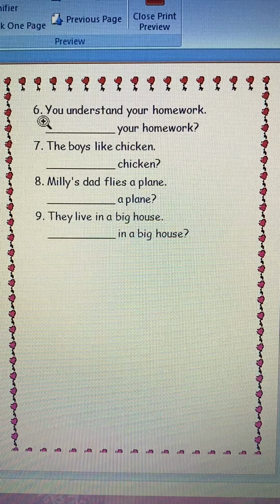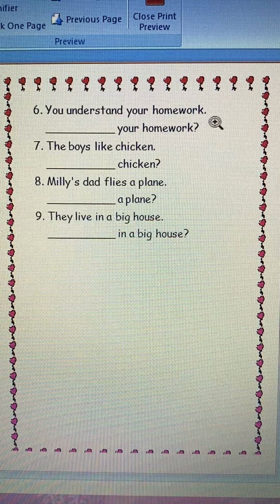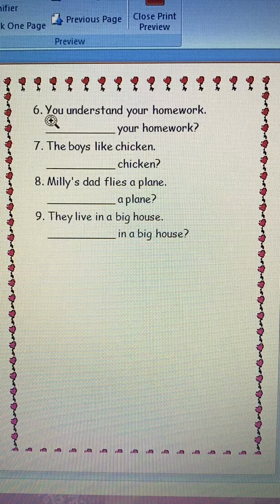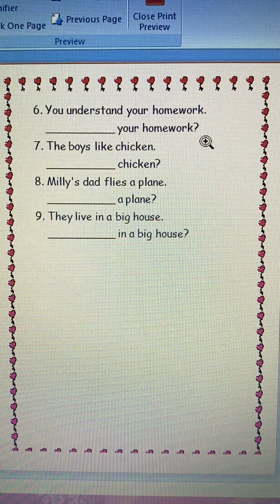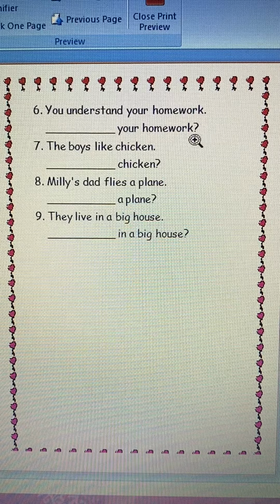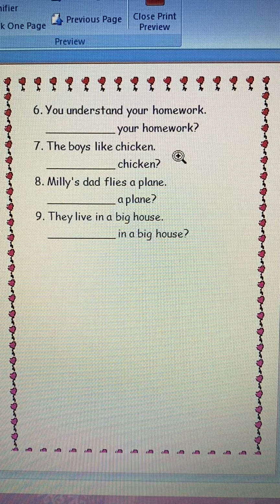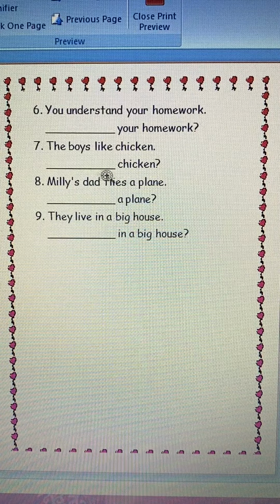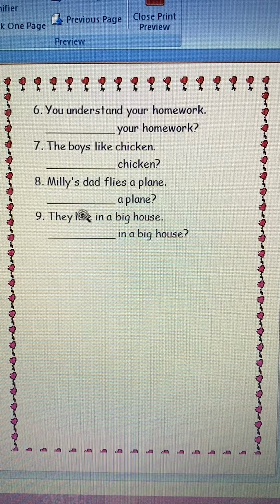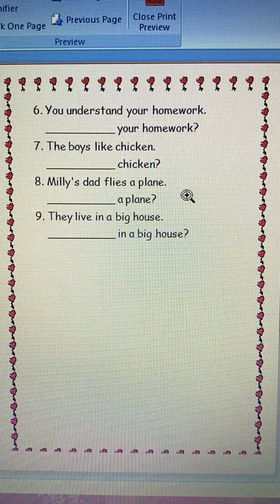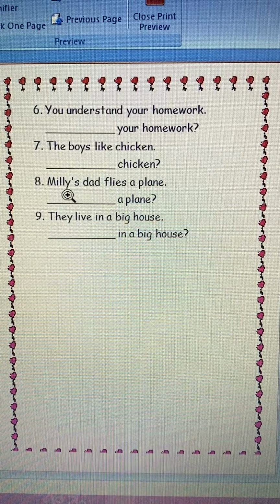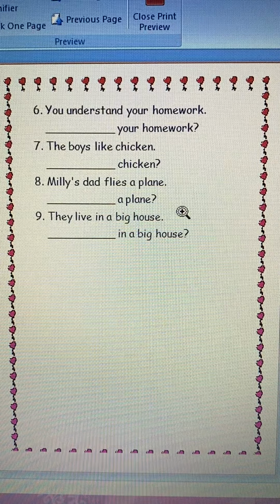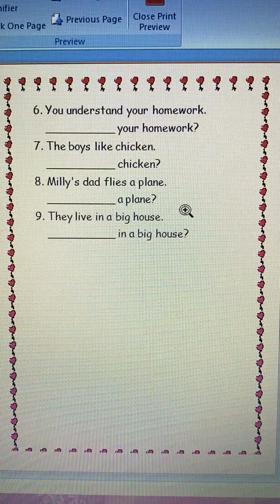In number 6, you understand your homework. You is the subject, so you have to use do. Do you understand your homework? Number 7, the boys like chicken. Boys is plural, so you have to use do. Do the boys like chicken? Number 8, Millie's dad flies a plane. Since Millie's dad is singular, you have to use does. Does Millie's dad fly a plane?